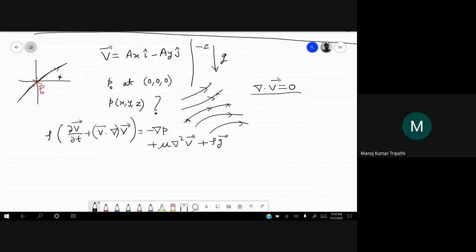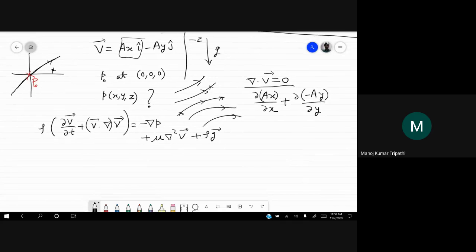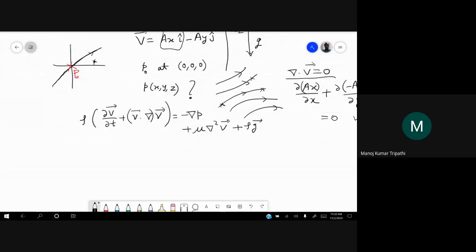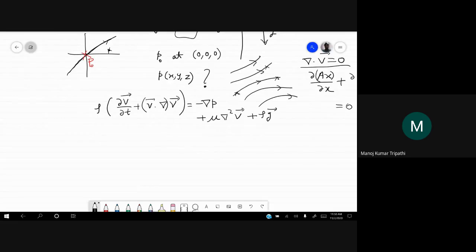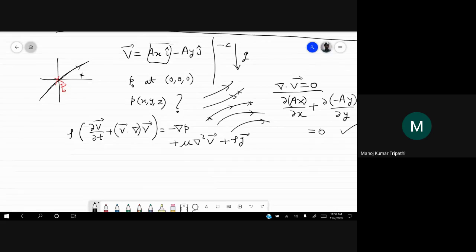So if you put here dou u by dou x, that is this component, plus dou v by dou y, this is the left hand side, del dot v. So here you get a minus a, that is equal to 0. So this condition is satisfied. Now we can proceed to the next part. So now we know that the flow is incompressible because del dot v is 0.